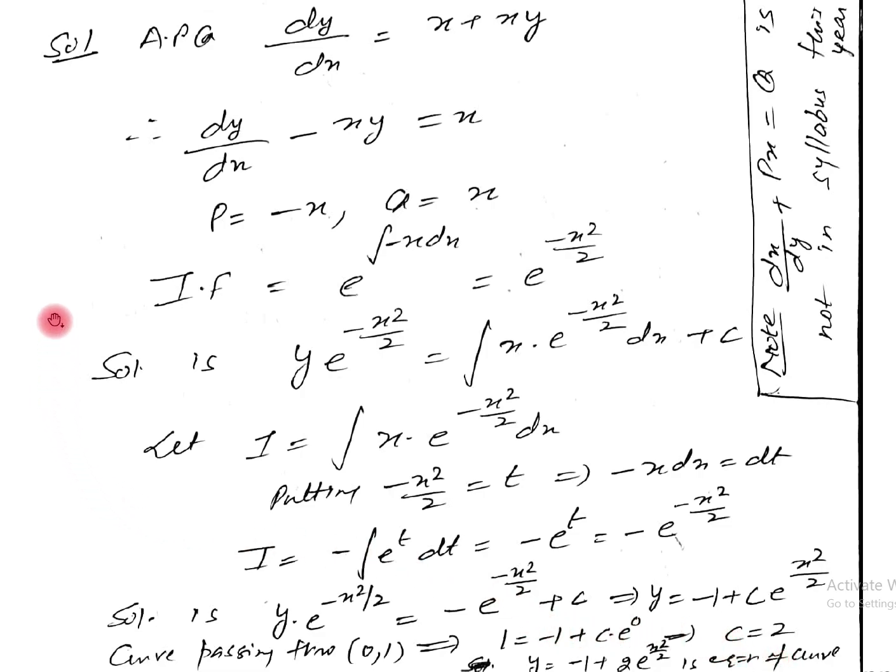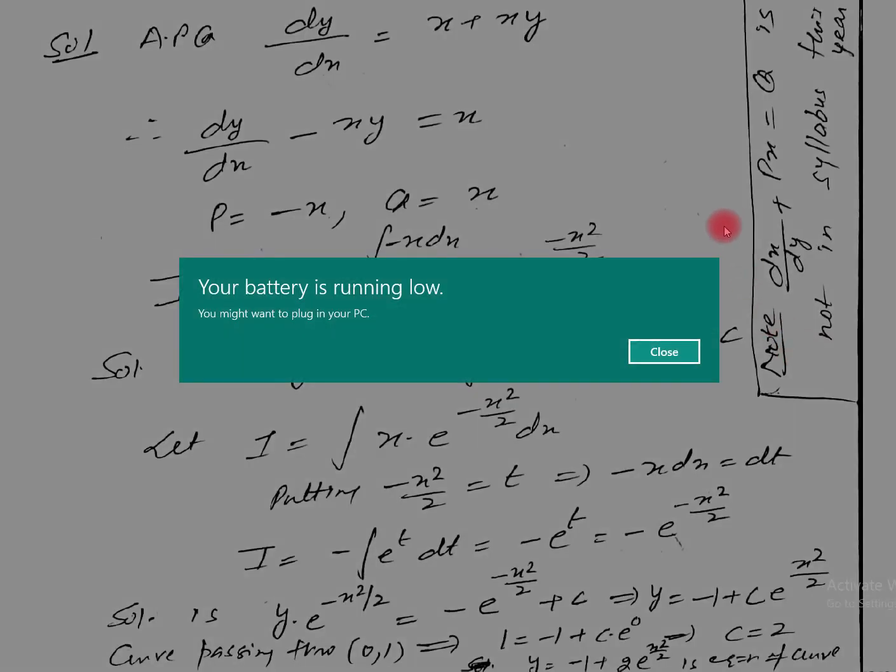Now this is all about linear differential equation of the type dy by dx plus py equal to q. And here please note down the differential equation of this type: dx upon dy plus px equal to q. This time it is not in the syllabus, only we are having the first type. This is all about today.